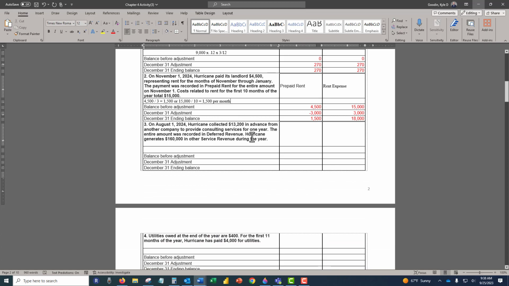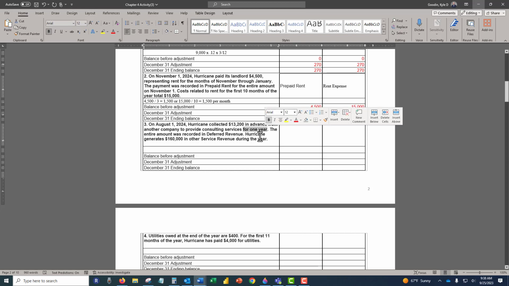All right, so let's take a look at number 3 here. On August 1st, 2024, they collected $13,200 in advance from another company to provide consulting services for 1 year. So there are a couple things going on here. The first one is they collected, meaning they got cash, right? Collected, comma, cash in advance. So they haven't performed any services. They haven't met their duty. They haven't met the performance obligation yet. So this is going to be that liability account, that deferred revenue, right? And then it says for 1 year.